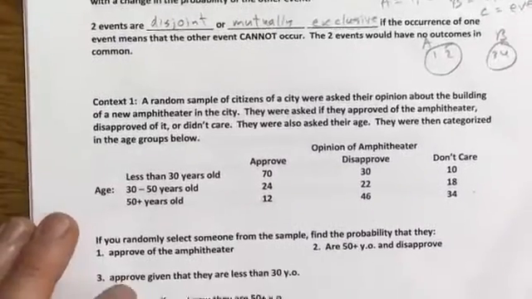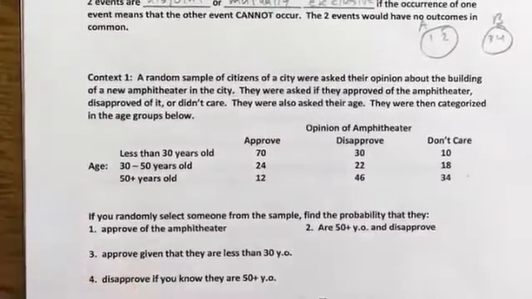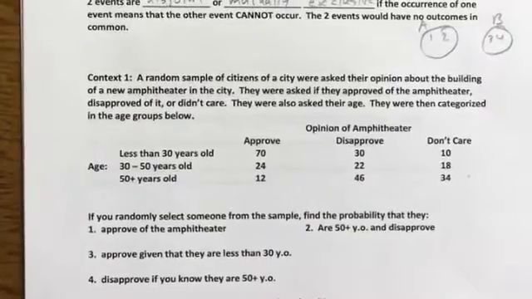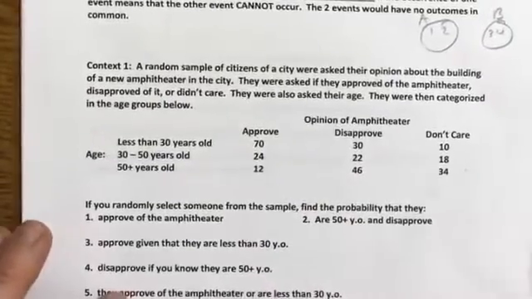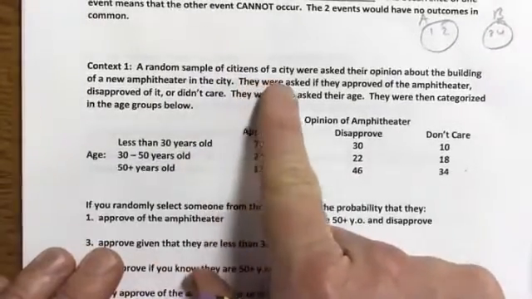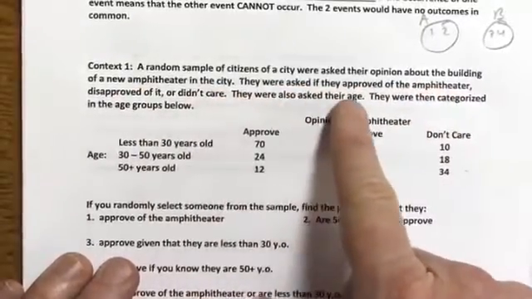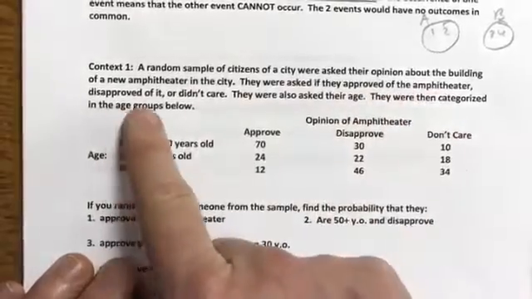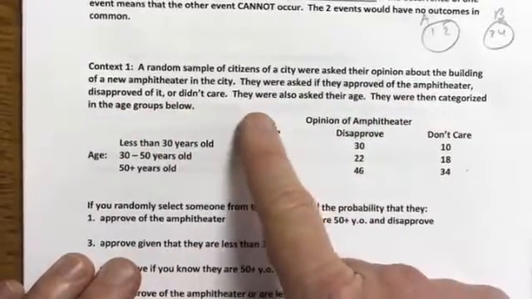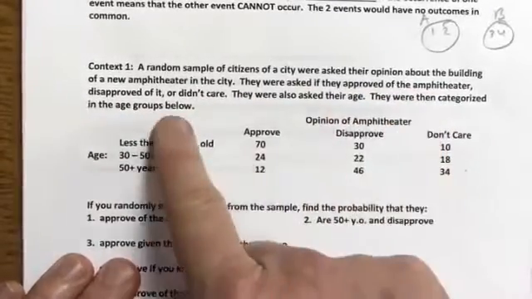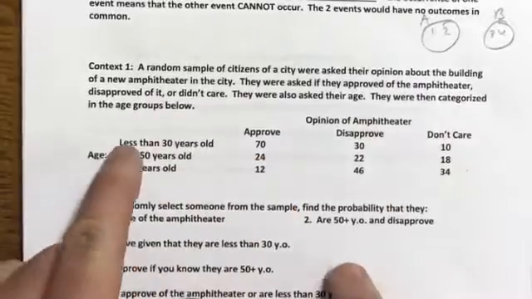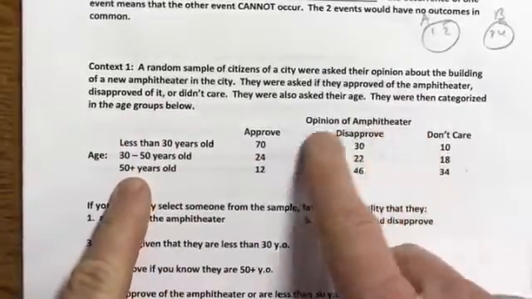Well, the first main sort of problem that you encounter in stats is a two-way table like this. And so let's see if we can solve these problems dealing with the two-way table. A random sample of citizens in a city were asked their opinion about the building of a new amphitheater in the city. They were asked if they approved of the amphitheater, disapproved of it, or didn't care. They were also asked their age, and they were then categorized into these groups. So we have two variables, their age and their opinion about the amphitheater.